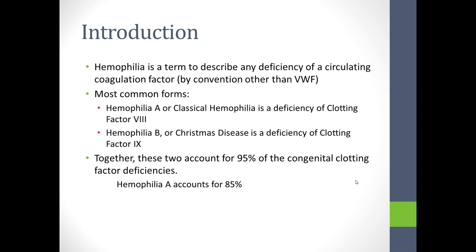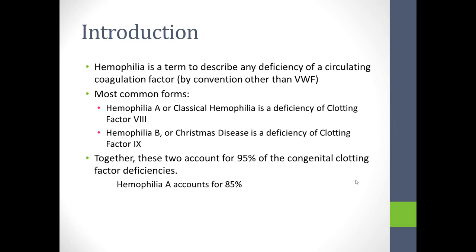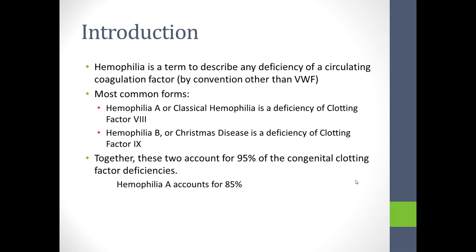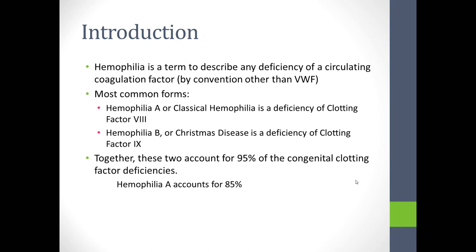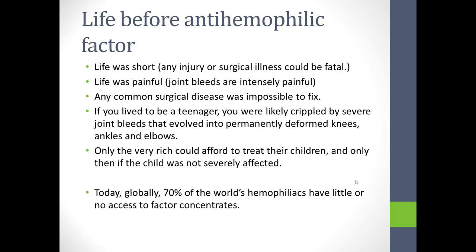So hemophilia is a term used to describe any deficiency of a circulating coagulation factor, by convention other than von Willebrand factor. The most common forms are hemophilia A, or classical hemophilia, which is factor VIII deficiency, and hemophilia B, or Christmas disease, which is a deficiency of clotting factor IX. Together, these account for about 95% of the congenital clotting factor deficiencies, with hemophilia A being vastly more common than factor IX, accounting for about 85% of all the clotting factor deficiencies.